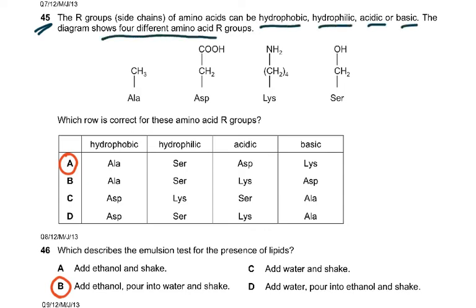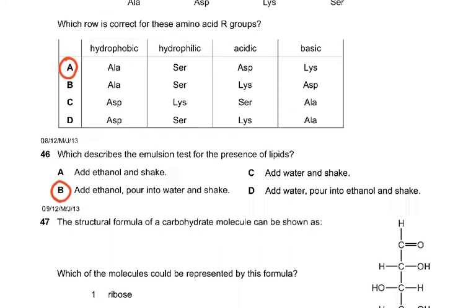And the diagram shows 4 different amino acid R groups. Which row is correct for these amino acid R groups? So hydrophobic, hydrophilic, acidic, basic. Well, you have to figure this out because you can easily tell which is which. And of course, you need to revise it from the book as well to really understand this.